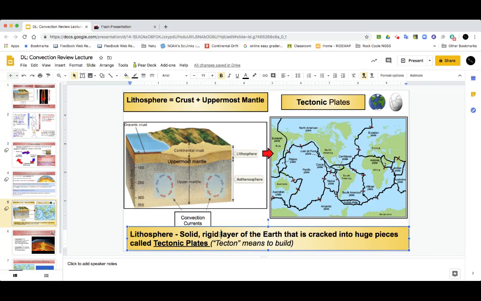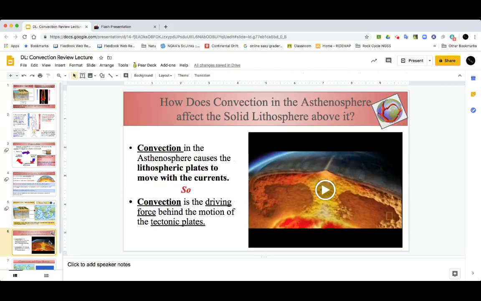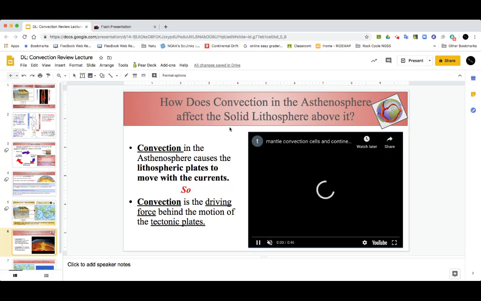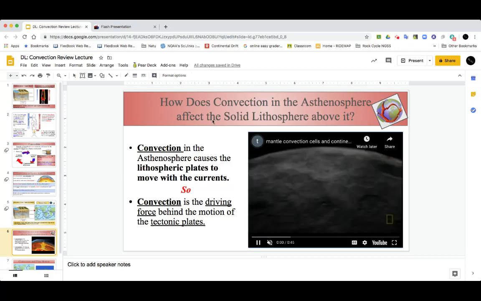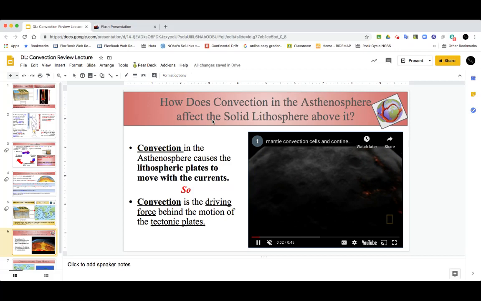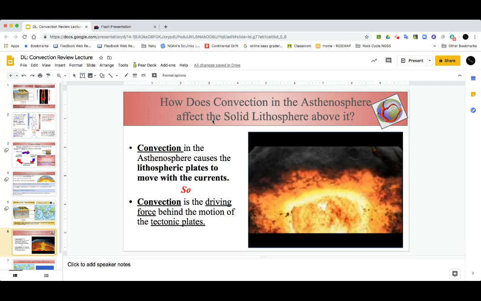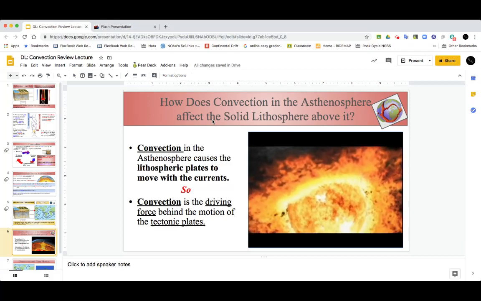And now remember, underneath this rigid layer is motion. We have motion in the upper mantle. Now that's really important. We have a solid rigid layer sitting on top of a layer of moving rock. Now, how does that layer of moving rock, or how does convection in the asthenosphere, affect the lithosphere sitting above it?